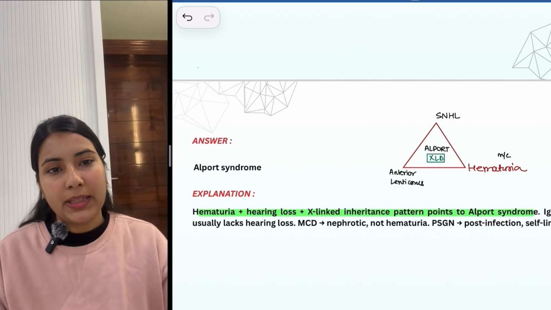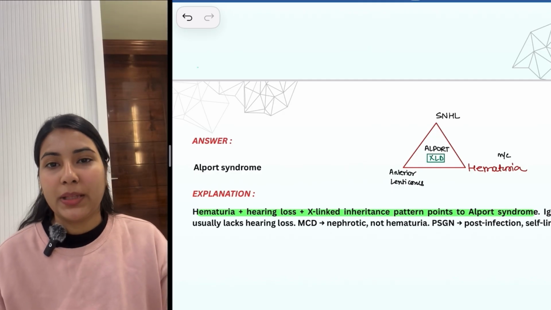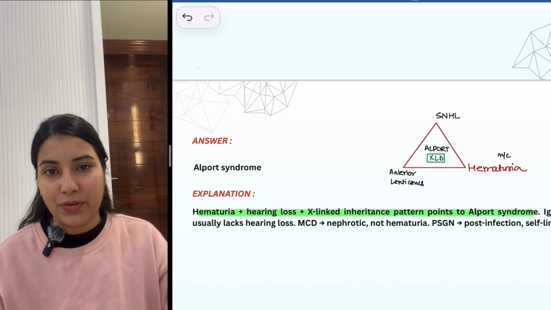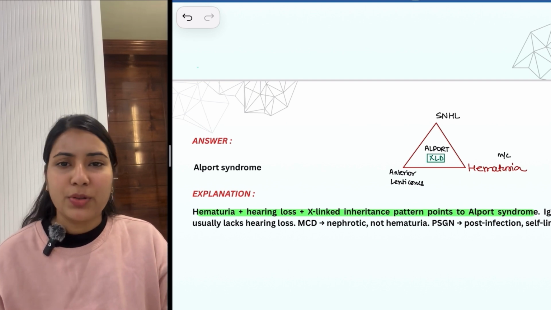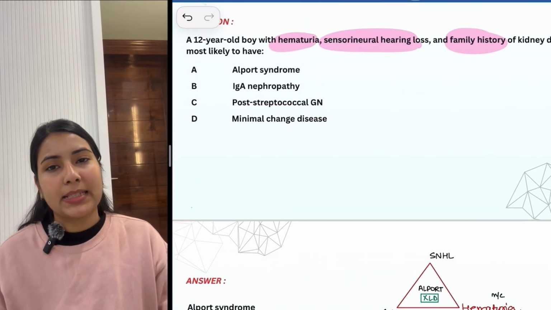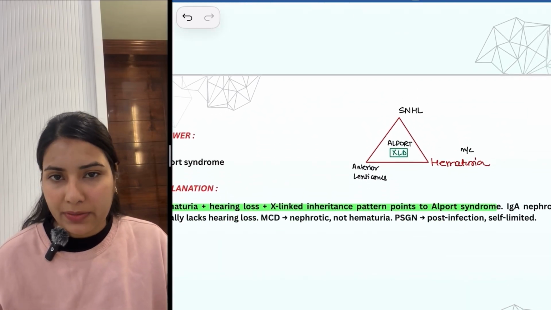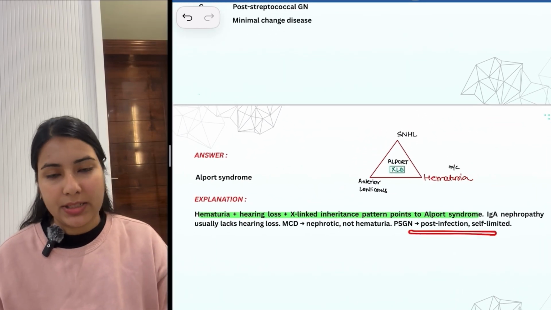In IgA nephropathy you will not have a history of hearing loss, right? Minimal change disease is a nephrotic syndrome, so there would be no hematuria, and PSGN is caused due to infection, and it is a self-limited condition, right?